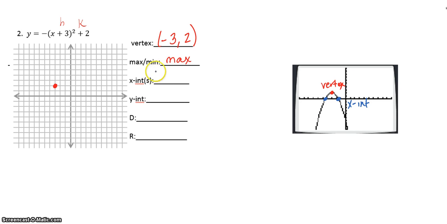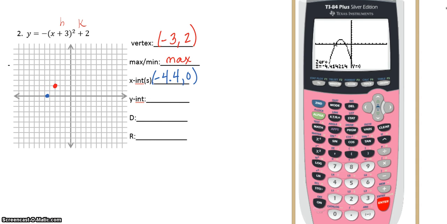So this zero is (-4.4, 0). So one of the x-intercepts is -4.4. That's the one on the left. So I'm just going to go -4.4, which is about -4.5, and I'm going to put a dot there.